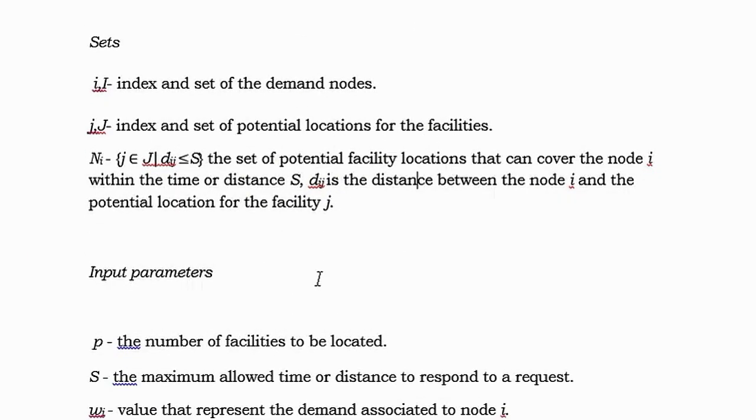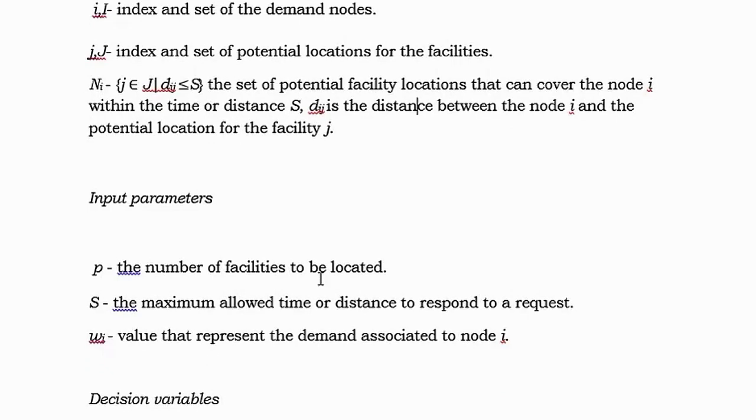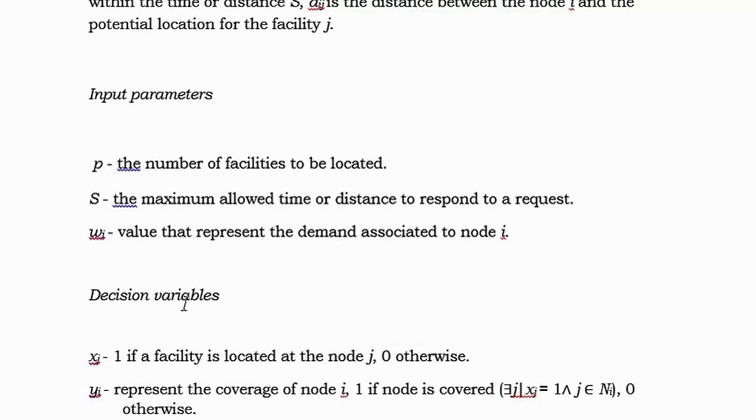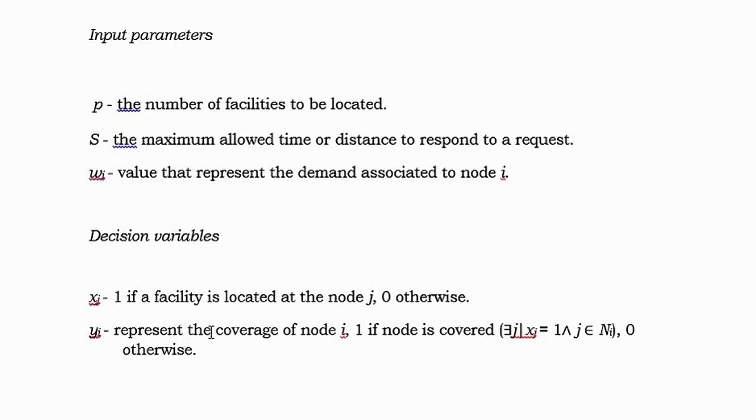So we have the input parameters. The P, the number of facilities to be located. S, the maximum allowed time or distance to respond to a request. W sub I, the value that represents the demand associated to node I. So finally, we have the decision variables x sub j and y sub i. X sub j and y sub i are considered as binaries.